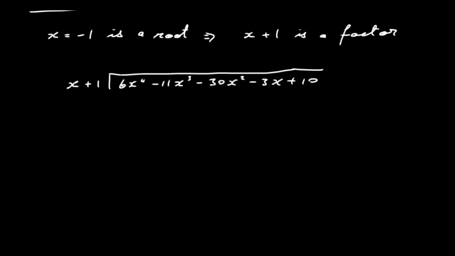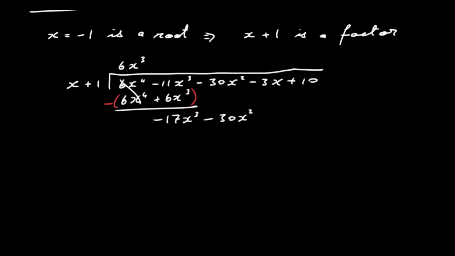Okay, so let's do this then. X into 6x to the power of 4 is 6x cubed. Multiply, you get 6x to the power of 4 plus 6x cubed. Again, let's just subtract this. So you get, this becomes minus, so you get minus 17x cubed. Bring down the minus 30x squared. Start again. So x into minus 17x cubed is minus 17x squared. Multiply, you get minus 17x cubed, plus minus is minus 17x squared.